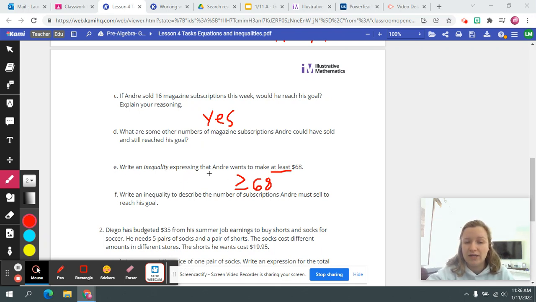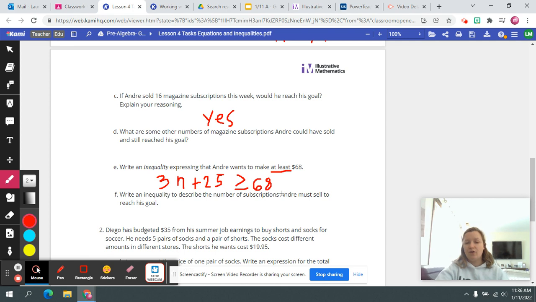So write an inequality expressing that Andre wants to make at least $68. So we had said that at least means that he can make a greater amount of money, but we don't want him to make less than $68. So greater than or equal to. And we already know that the amount of money he makes is represented by this expression, the 3n plus 25.